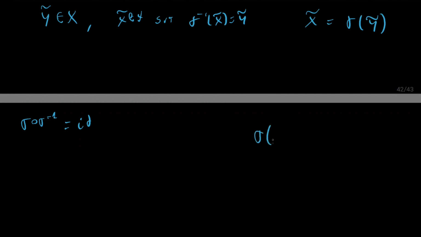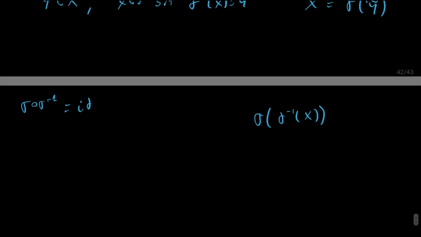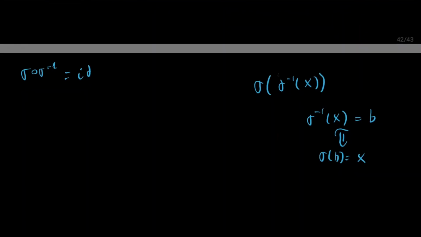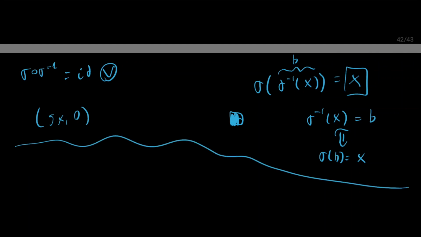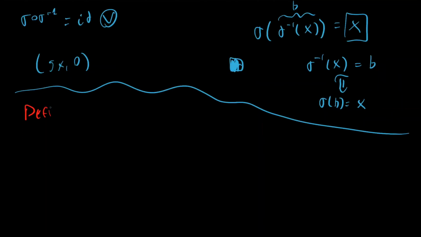So let's apply sigma to the minus 1 of x. Okay, but we have said that sigma to the minus 1 of x is going to be equal to b if and only if sigma of b is equal to x. But now this is precisely b, and so all of this is just x. And so from this we have proven that this equality is true, and so we have shown that S of X under function composition is a group, which gets its motivation from the preceding theorem, and that is the symmetric group.